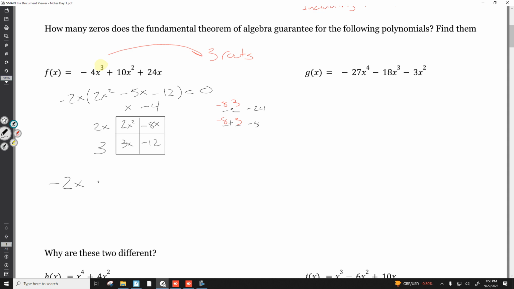We expected 3 roots. We get 3 roots. X equals 0. Multiplicity is 1. X equals -3 halves. Multiplicity is 1. X equals 4. Multiplicity is 1. 3 roots. Hooray. Okay. Now do the next one. If the first one didn't go so well, go.